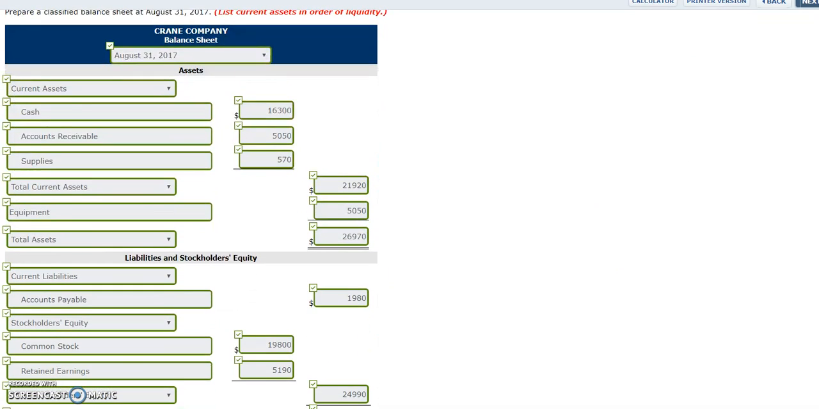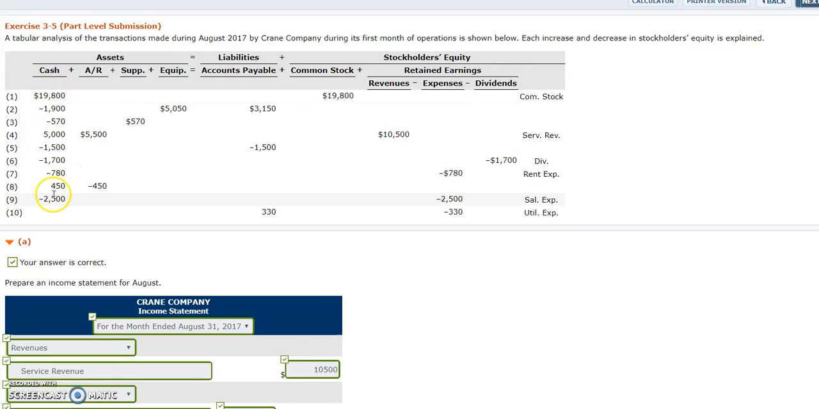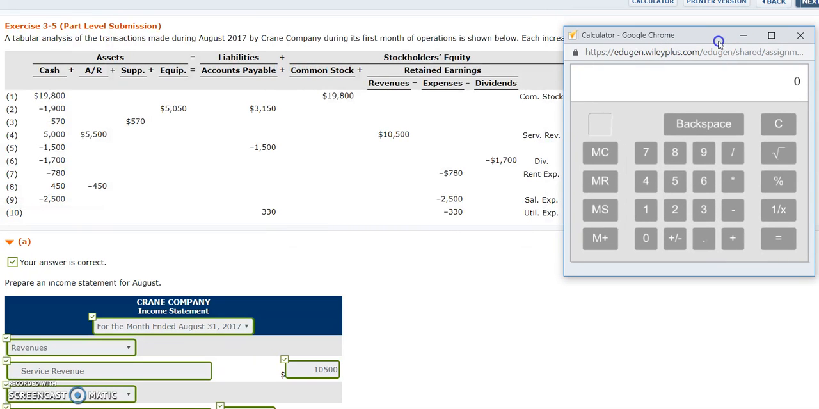Next, we'll go on to our balance sheet. For our balance sheet, we always just put the day of, never put the month of. So it'll be August 31st, 2017. And we start with our current assets. We always start with our cash. I always put assets in order of liquidity. So cash, if we go up here to our ledger, we have a bunch of different cash options. We have to do a bunch of math, which is why I did my answers first to make sure I got the right answers. So we're going to start with our 19,800.